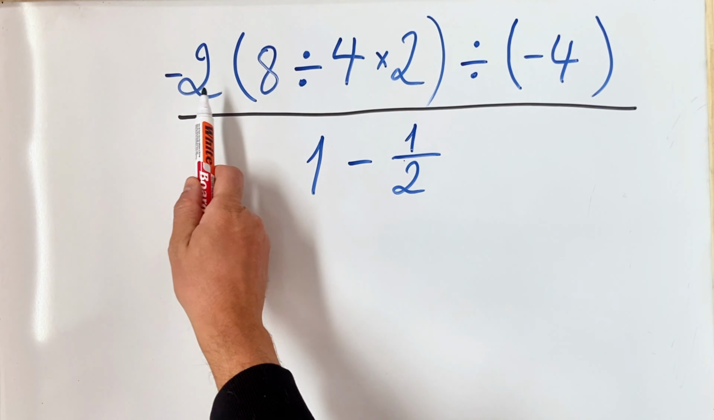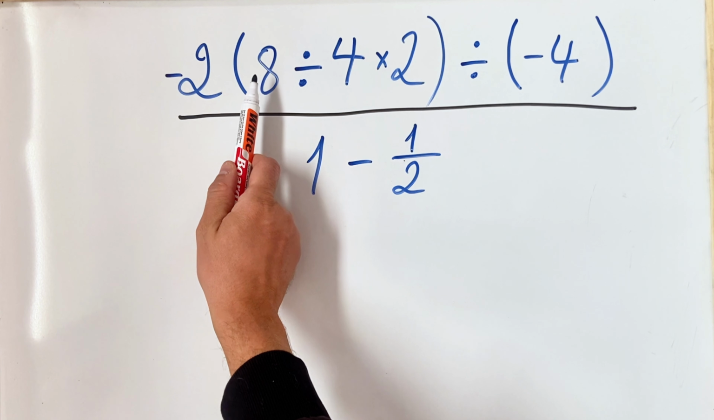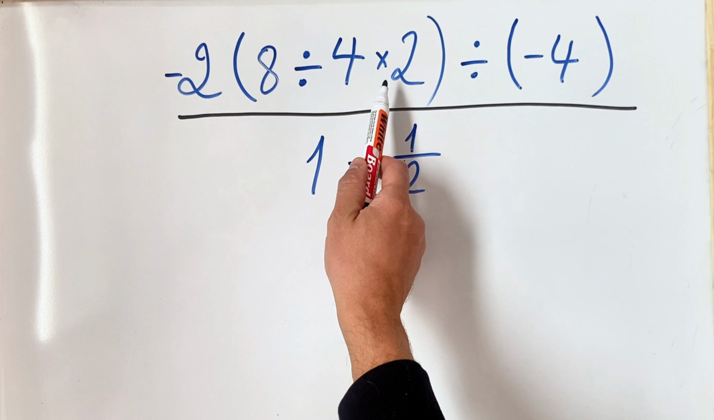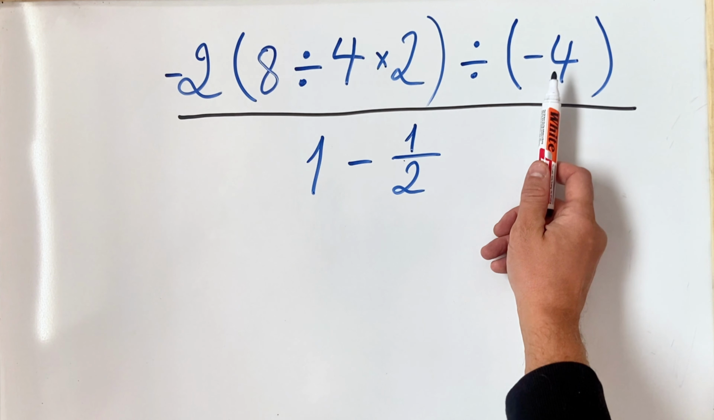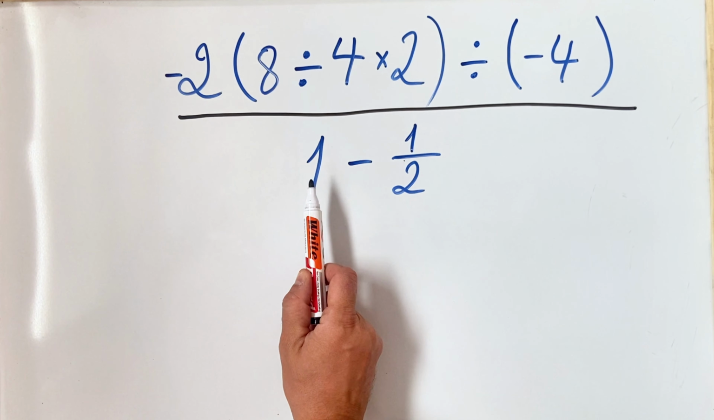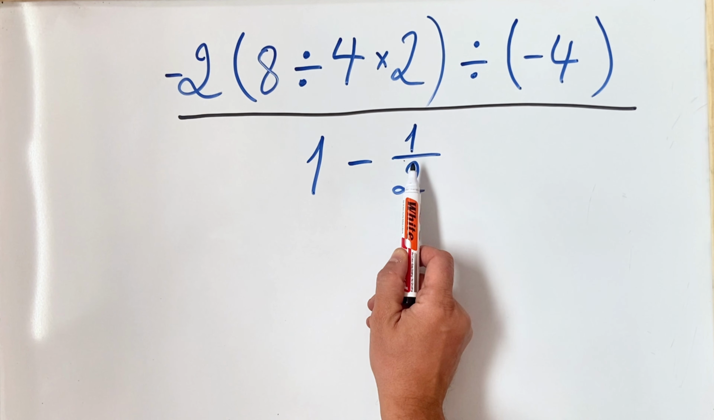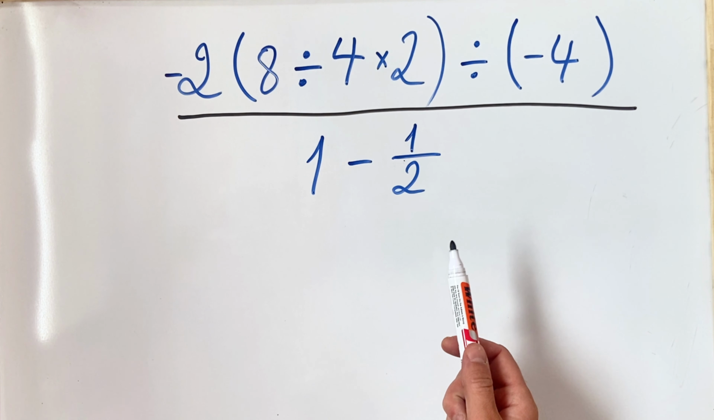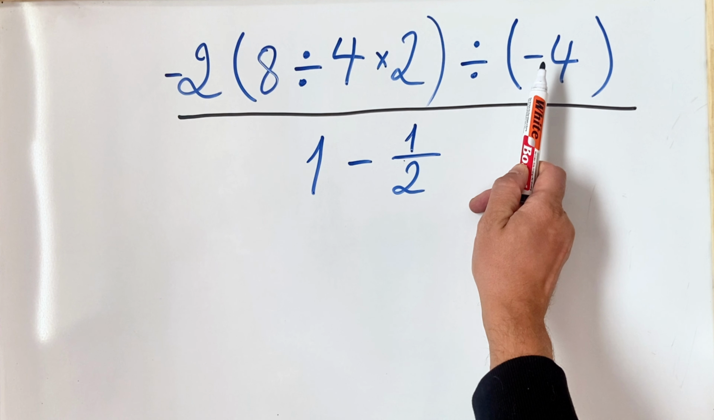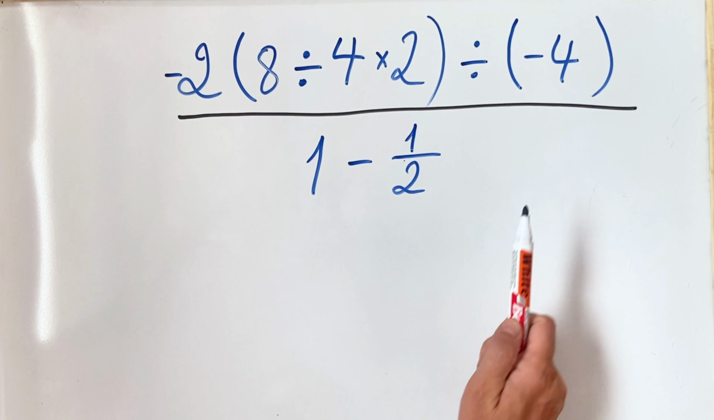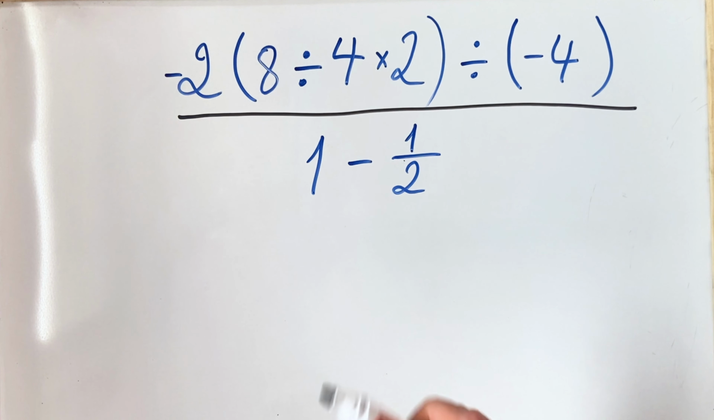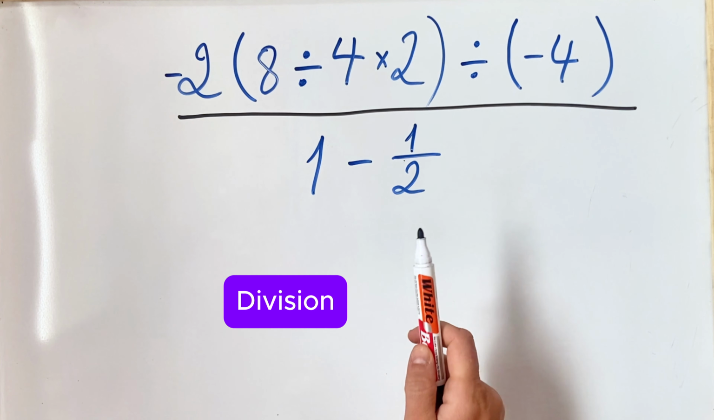Can you solve minus 2 multiplied by parenthesis 8 divided by 4 multiplied by 2 divided by minus 4 over 1 minus 1 over 2? At first glance it looks confusing. You have negatives, you have fractions, and you have parentheses everywhere. But don't panic. We will find the solution step by step.